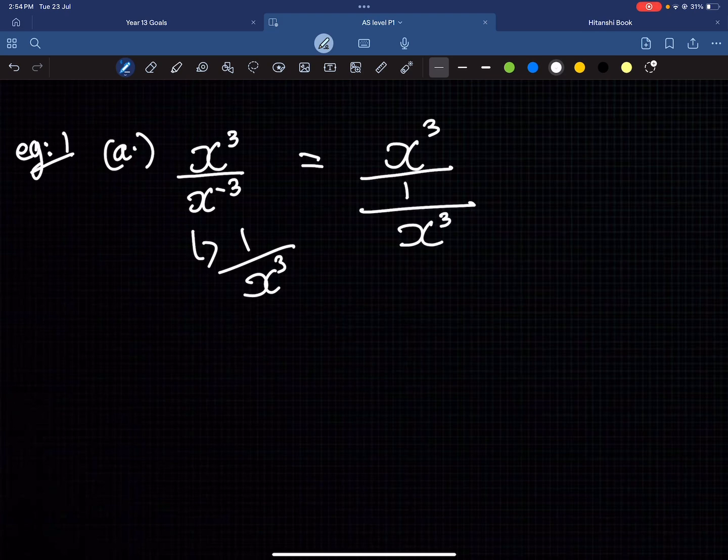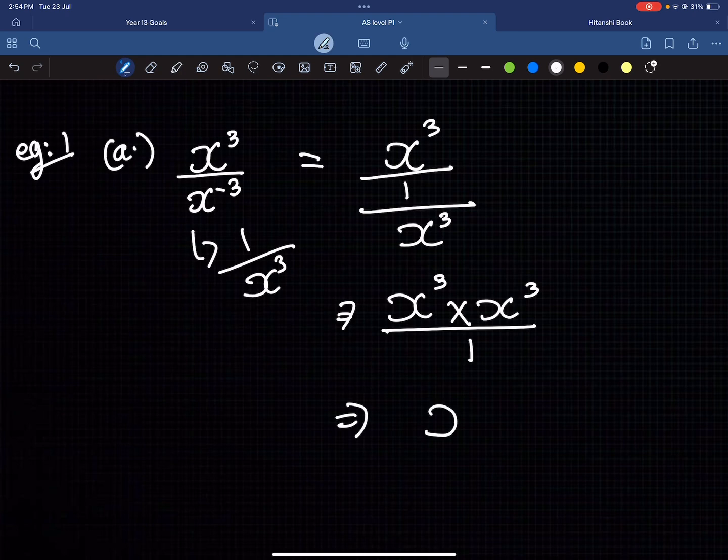Now I can simplify this further. This becomes x cubed times x cubed over 1. And from the very first video, we can recall that this will basically add up and we get x raised to the 6th power. And yeah, that's the final answer.